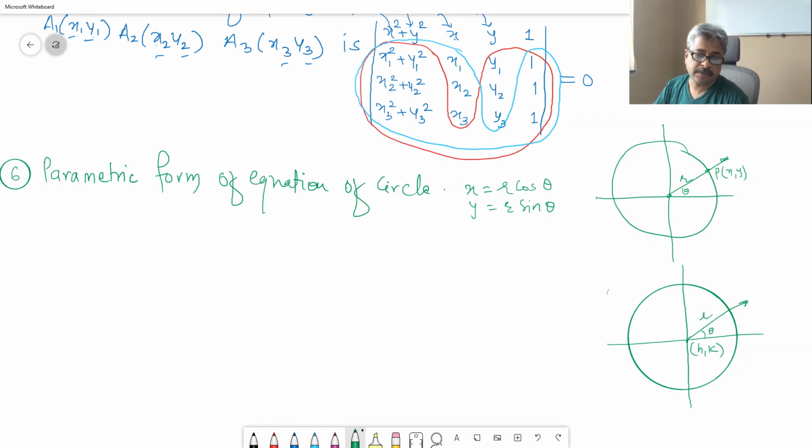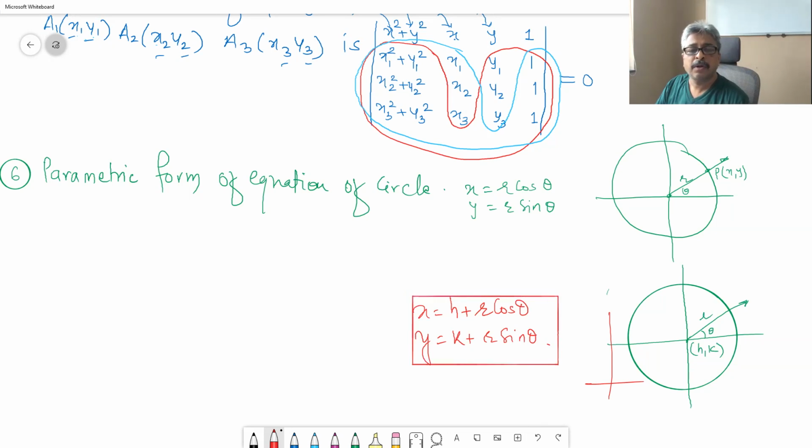Origin is somewhere else. x is equal to h plus r cos theta, y is equal to k plus r sin theta. This is the parametric equation of a circle with center at (h, k) and radius r.